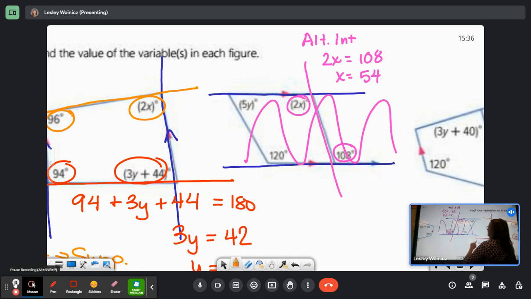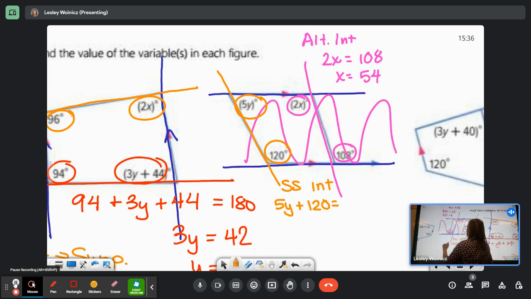Okay, look at this one. What about the 5y and the 120? How do you know that they're supplementary? Because they're same side interiors. So 5y plus 120 has to add up to 180. Subtract away the 120. I get 5y equals 60. Divide by 5. Y equals 12. Okay, we're going to stop there.